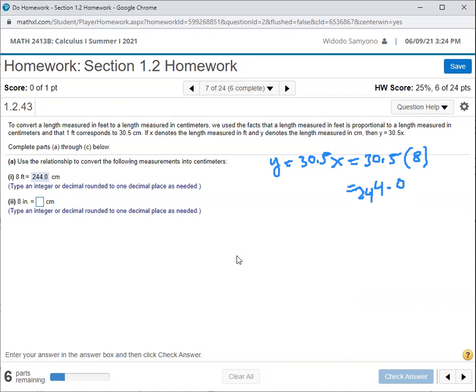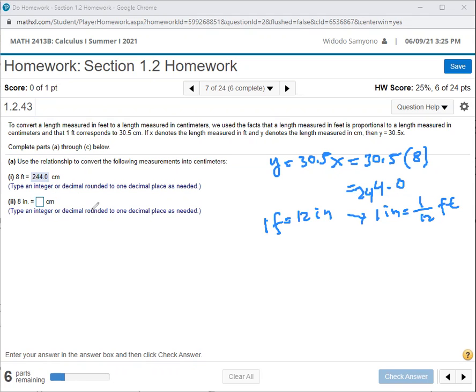Now you need to change from inch to centimeter. So that means you need to change the inch to feet first, right? So how many? 1 foot equals 12 inches, right? Okay. So that means 1 inch equals 1/12 feet.